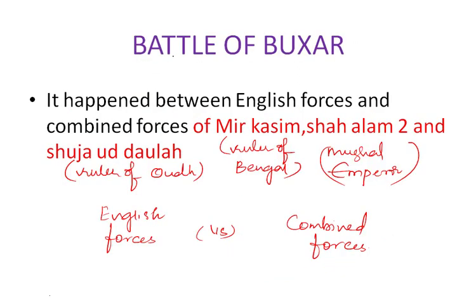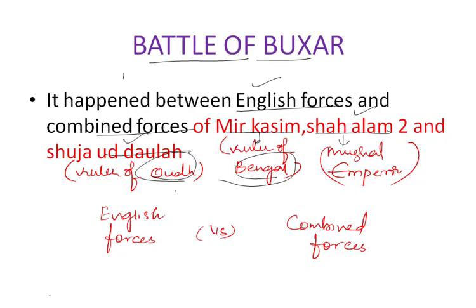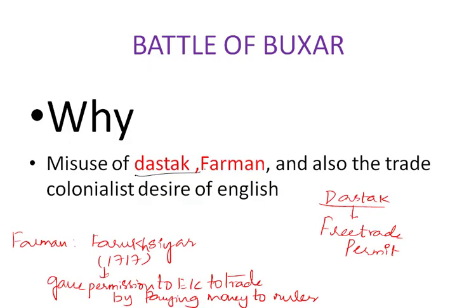So, the Battle of Buxar. The battle happened between the English forces on one side and the combined forces of Shah Alam II, the Mughal emperor at the time, Mir Qasim, the ruler of Bengal, and Shuja-ud-Daula, the ruler of the Awadh region. So why did this battle happen? This battle happened because of the misuse of Dastak and Farman by the East India Company, and also the trade colonialist desire of the English East India Company. Trade colonialist desire means increasing trade by exempting taxes.